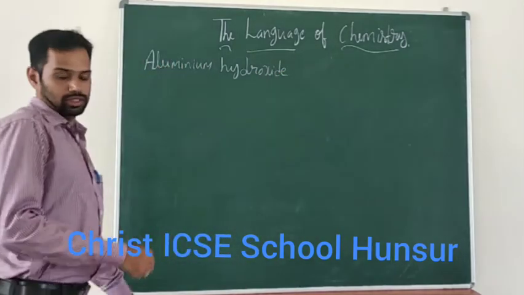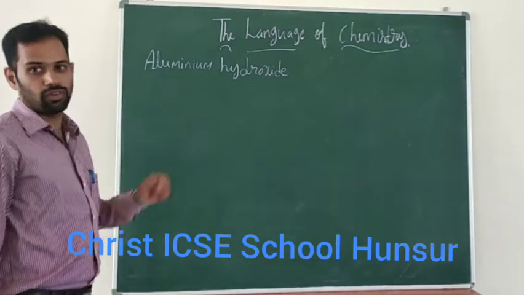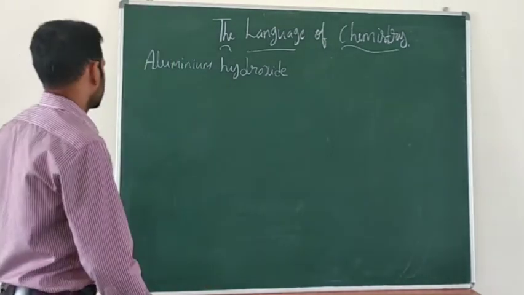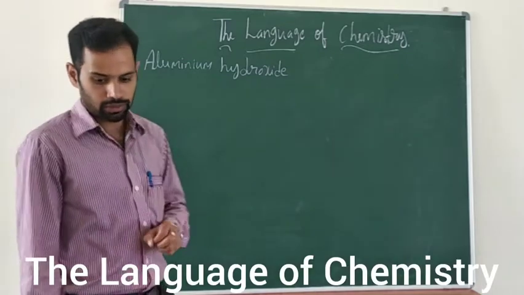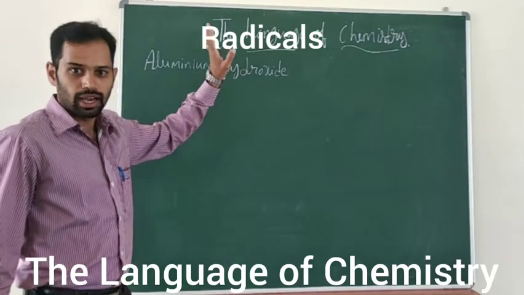Aluminum hydroxide. This one I give it as a homework. So how to write the chemical formula of aluminum hydroxide? So we know that first, what is the first step? First you should write the basic radical, then it should be followed by the acidic radical.